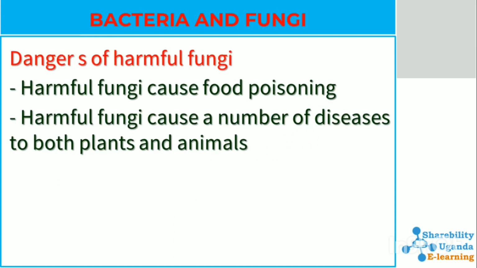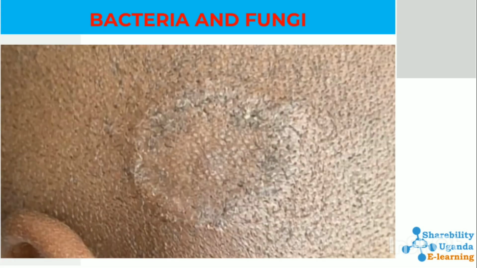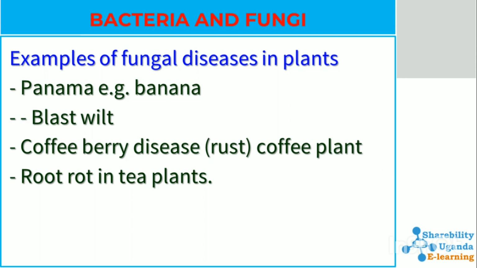Dangers of harmful fungi: they cause diseases and they cause food poisoning. Examples of fungal diseases in animals: we have ringworms, athlete's foot. It attacks the skin between the toes. It's not hose but toes, sorry for that. It causes skin rash caused by candida and fingernail deformation. This is how a ringworm looks. It is a skin disease, and that is how it looks.